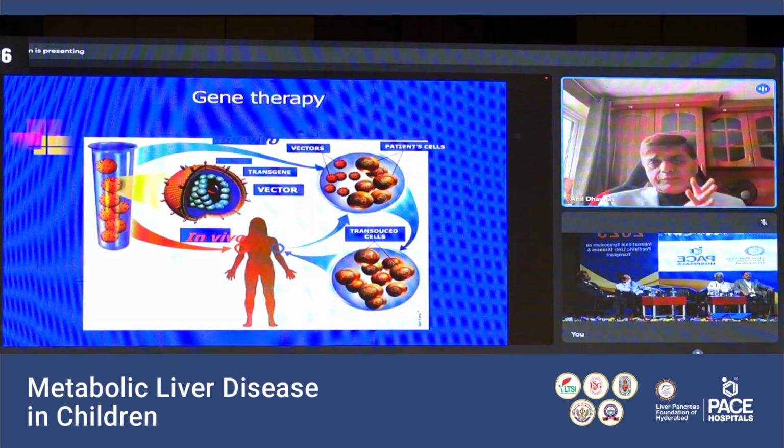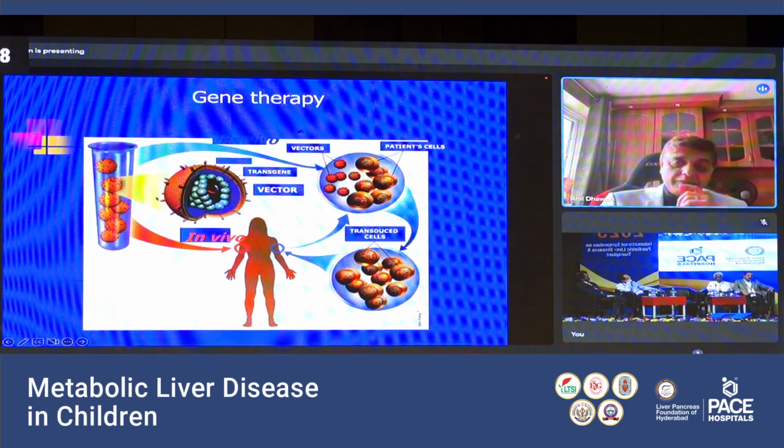What I want to touch briefly on is gene therapy. I think gene therapy is extremely important for us, for liver people. I will show you why the liver is the most important organ for gene therapy. We can deliver gene therapy in two ways: one is called ex vivo gene therapy and the other is called in vivo gene therapy.